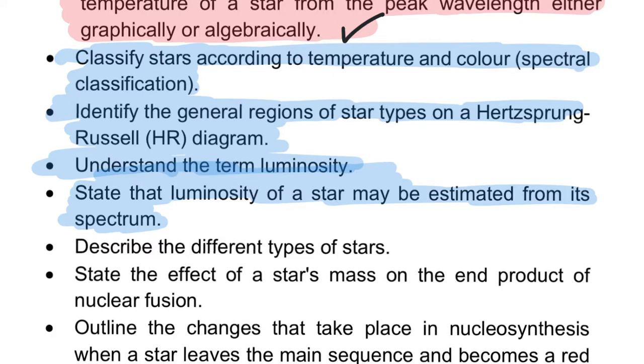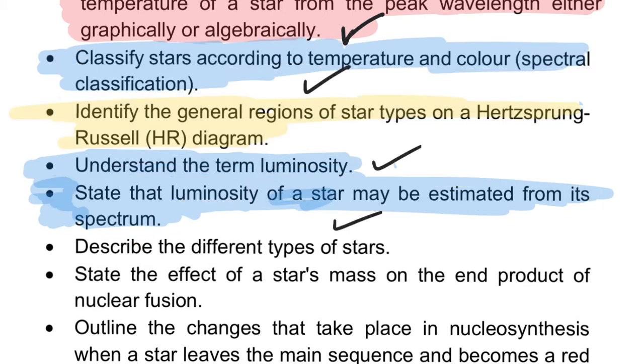Welcome to this fifth video lesson on astrophysics. By the end of this video lesson, you should be able to classify stars according to temperature and color, in other words, do spectral classification. You should be able to identify the general regions of star types on a Hertzsprung-Russell or HR diagram. You should be able to understand the term luminosity and explain it, and then state that luminosity of a star may be estimated from its spectrum.